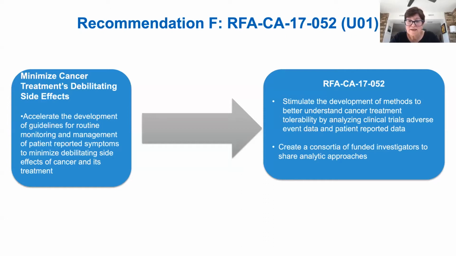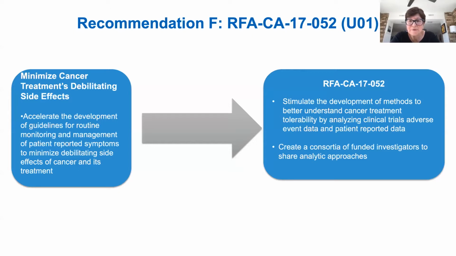The overriding purposes are twofold. 1 is to stimulate the development of methods to better understand cancer treatment tolerability by analyzing clinical trial adverse event data and patient-reported data. And so an example is that we now have clinician-reported AE data as well as PRO data. We have developed the PRO CTCAE, or Common Terminology Criteria Adverse Event Reporting. Clinicians are reporting that data as well as patients. So how do we harmonize those, and how do we look at analyzing and integrating that data together?